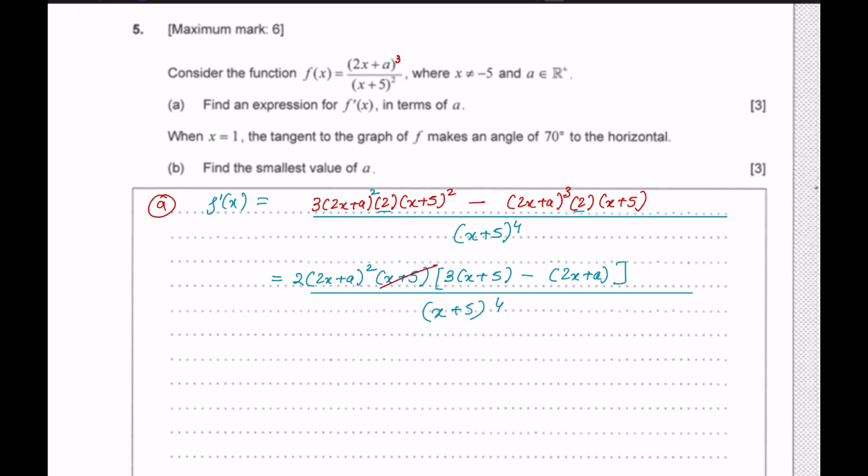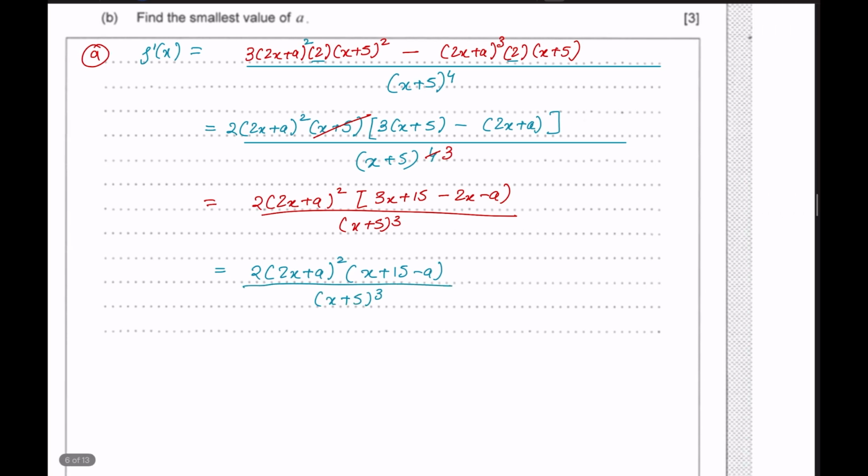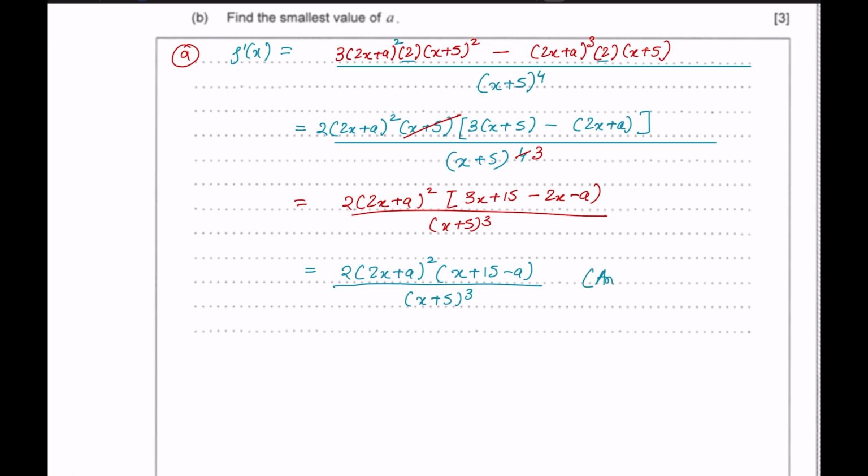Now I can cancel these two, make it cubed. So 2 times 2x plus a whole squared, and if I open the bracket, 3x plus 15 minus 2x minus a. Now I just have to simplify this bracket and I'll get my answer. So 2 times 2x plus a whole squared, 3x minus 2x is x, plus 15 minus a, divided by x plus 5 whole cubed. That's the expression for f dash x.